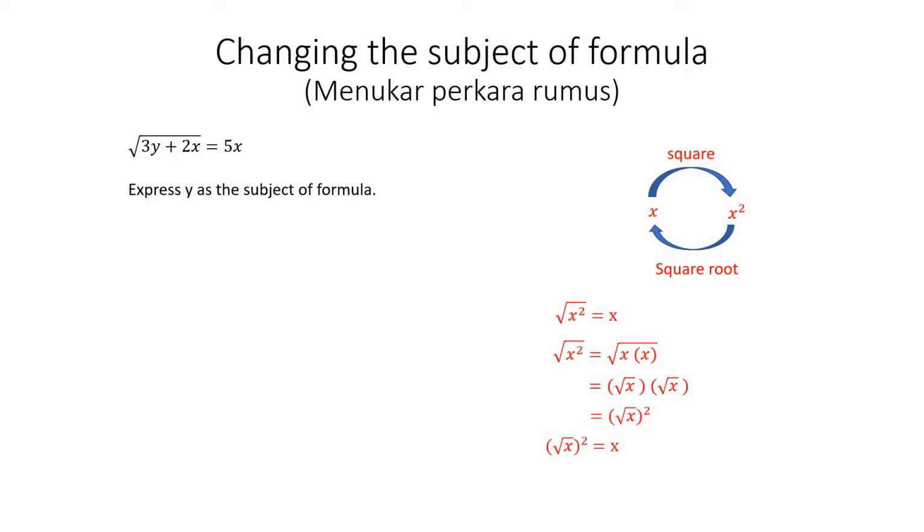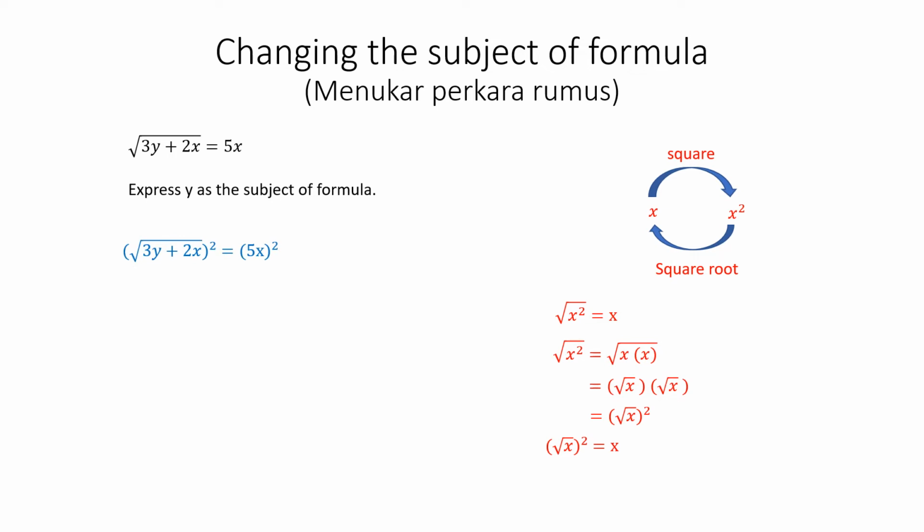So the square root of x squared is equal to x. Okay, why do I want to mention this? Because for the first step, I need to remove the square root. So I can remove it by squaring both sides. So I square both sides.